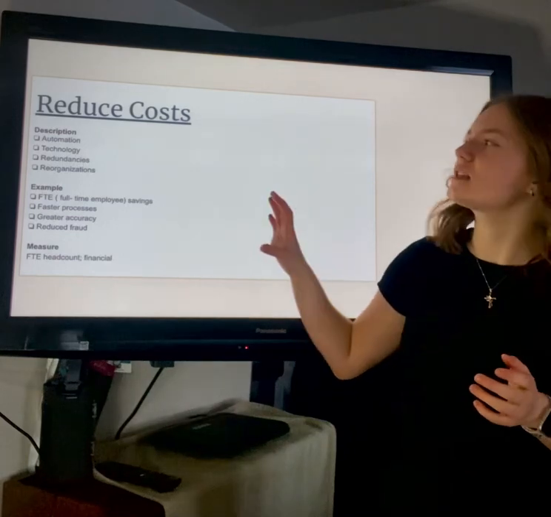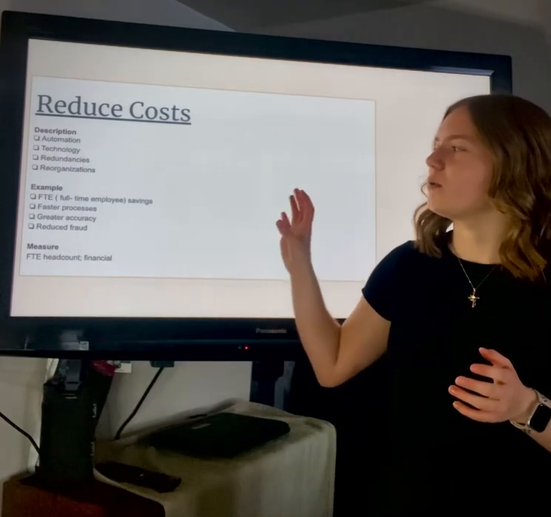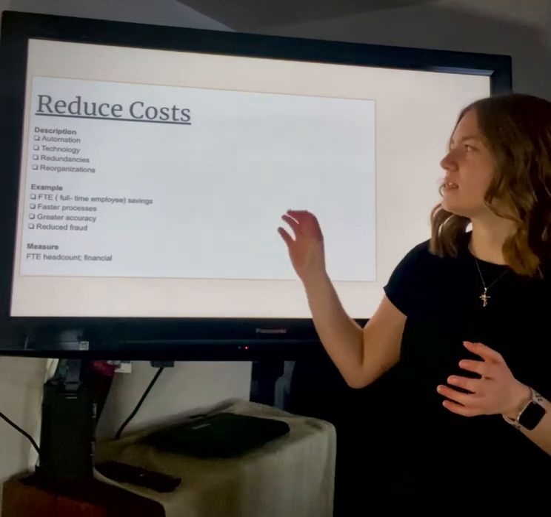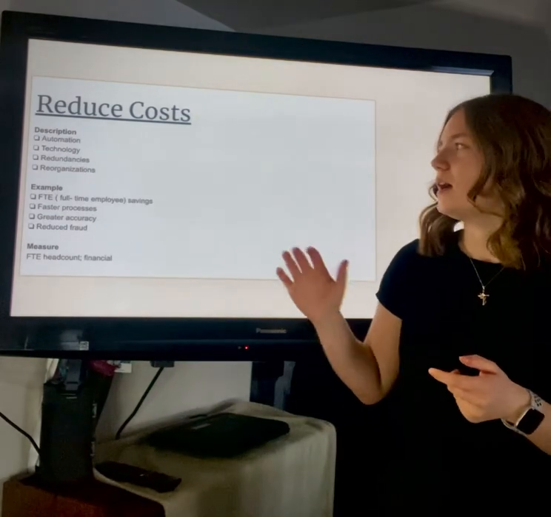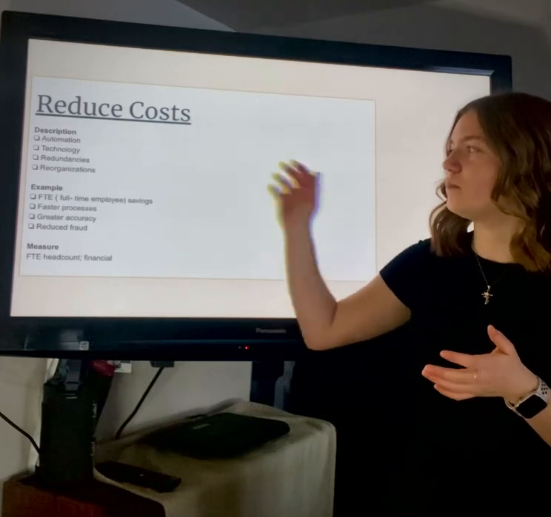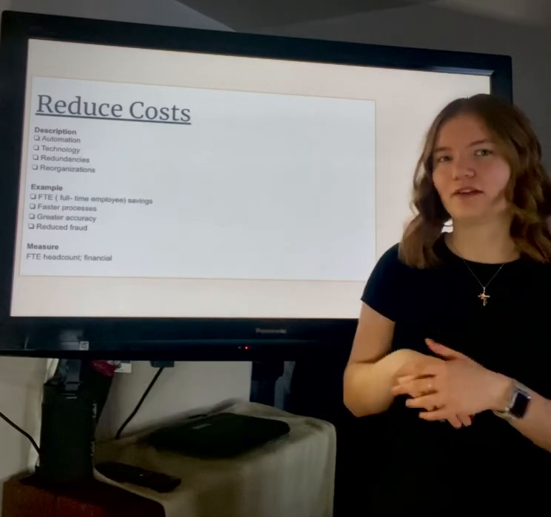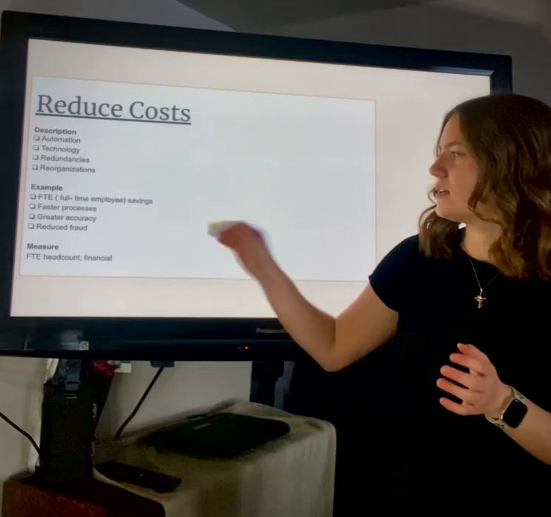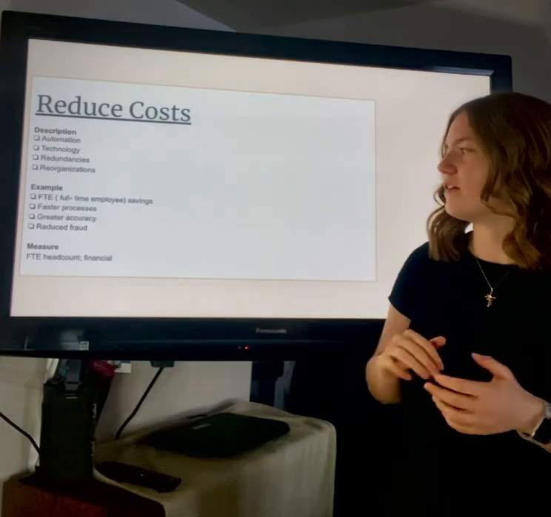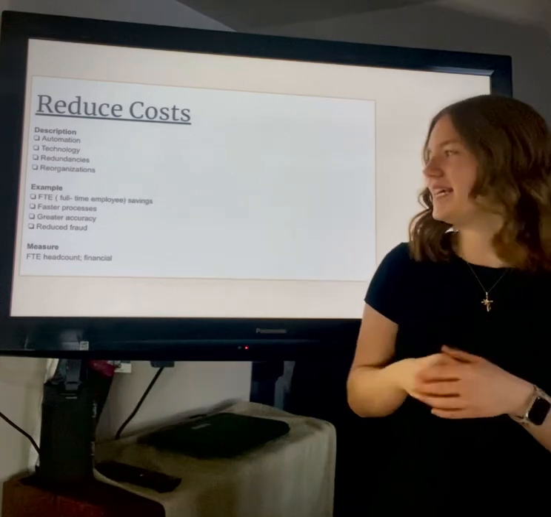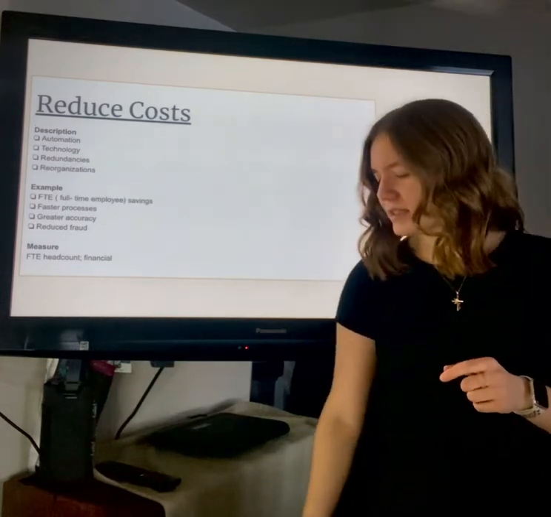Reduced costs. This is overall where they want to hit Air Canada's expenses. They want to decrease labor cost, and I think they could look at automation, technology, and reorganization. Those specifically counteract and readjust the organization. So FTE, full-time employee savings, is an example. And then reduced fraud, greater accuracy, and faster processes.